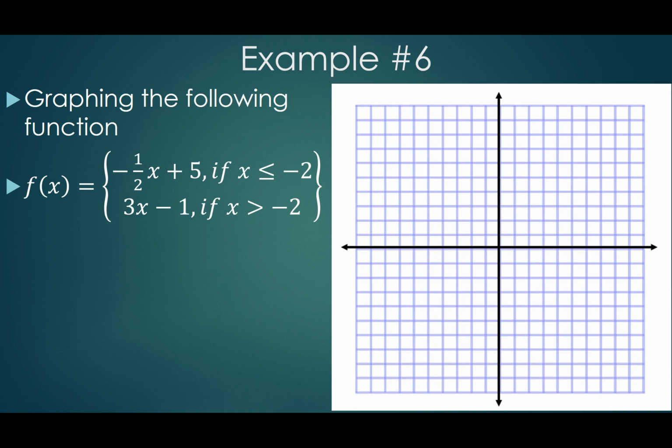Alright, so for our next example, we have f of x equals negative 1/2 x plus 5 when x is less than negative 2, and 3x minus 1 when x is bigger than negative 2. So same idea. Our top function, we need to plug in our transition, negative 2. So we have negative 1/2 times negative 2 plus 5. We get 1 plus 5, so it's 6. So at negative 2, 6, we're going to have a point. Since it's equal to negative 2, we're going to shade that point in.